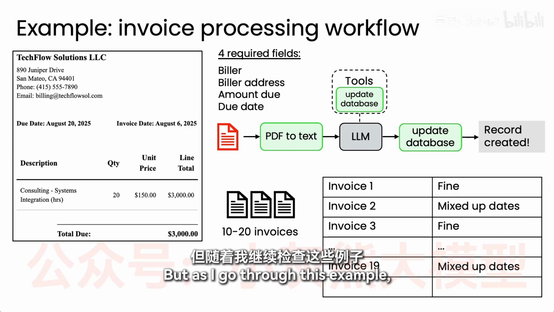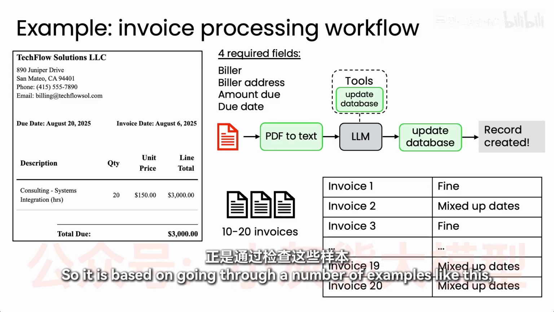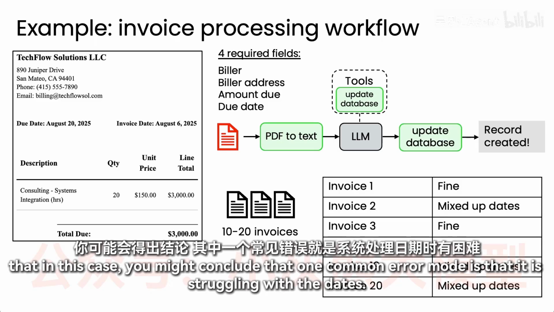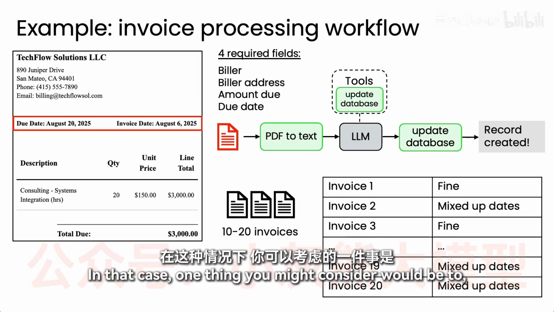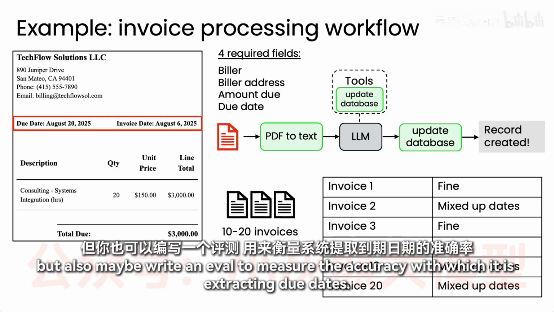But as I go through this example, I find that there are quite a lot of examples where it had mixed up the dates. So it is based on going through a number of examples like this that in this case, you might conclude that one common error mode is that it is struggling with the dates. In that case, one thing you might consider would be to, of course, figure out how to improve your system to make it extract due dates better, but also maybe write an eval to measure the accuracy with which it is extracting due dates.